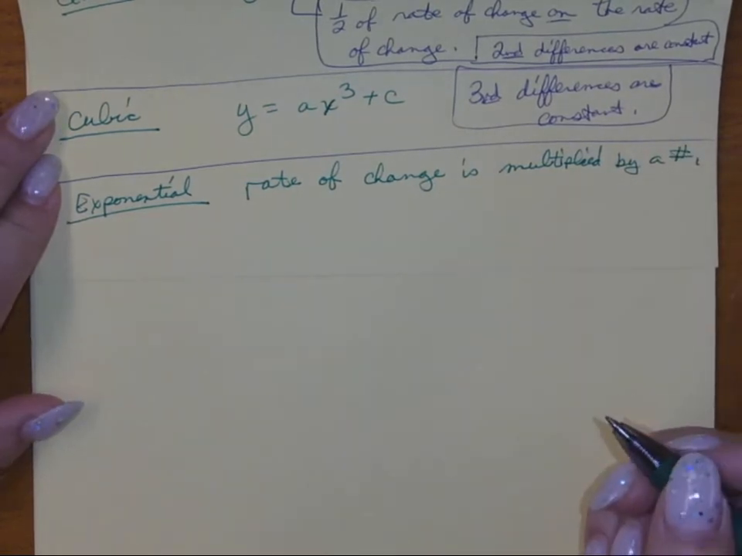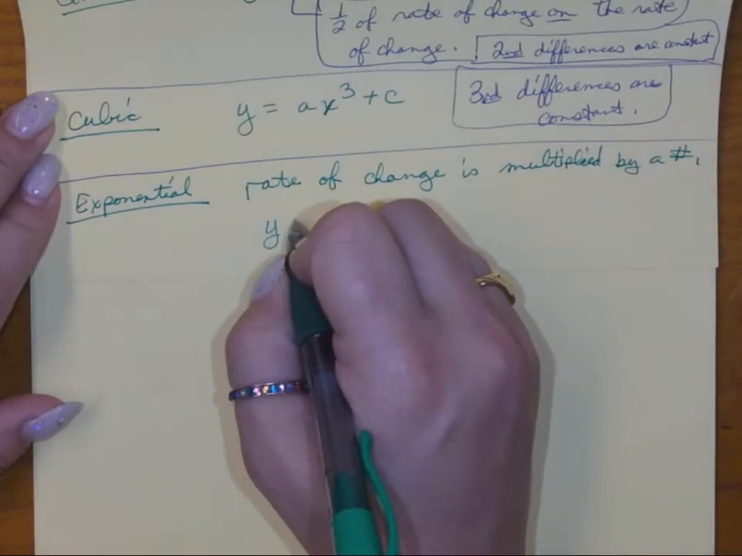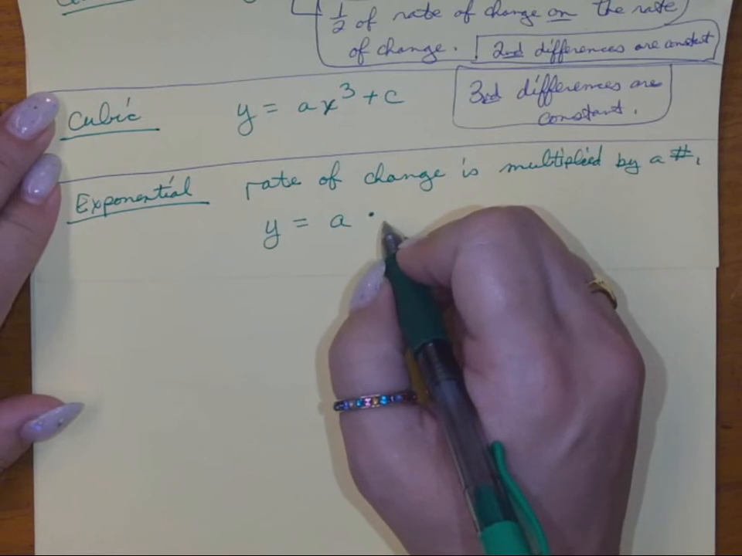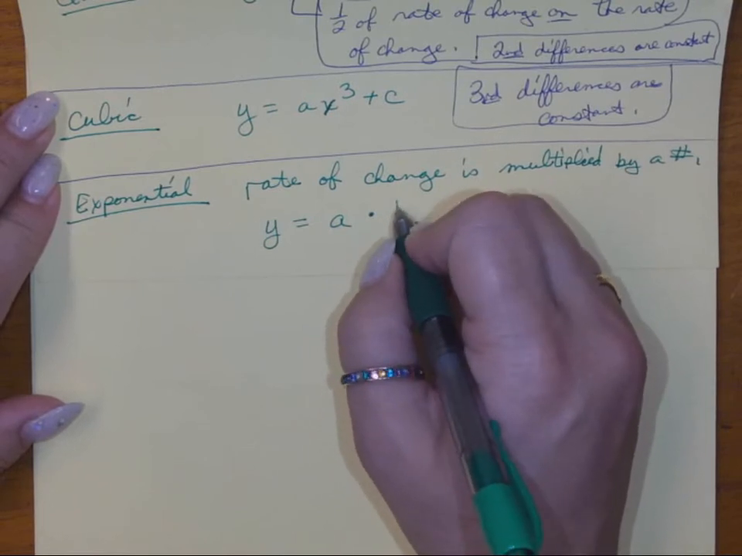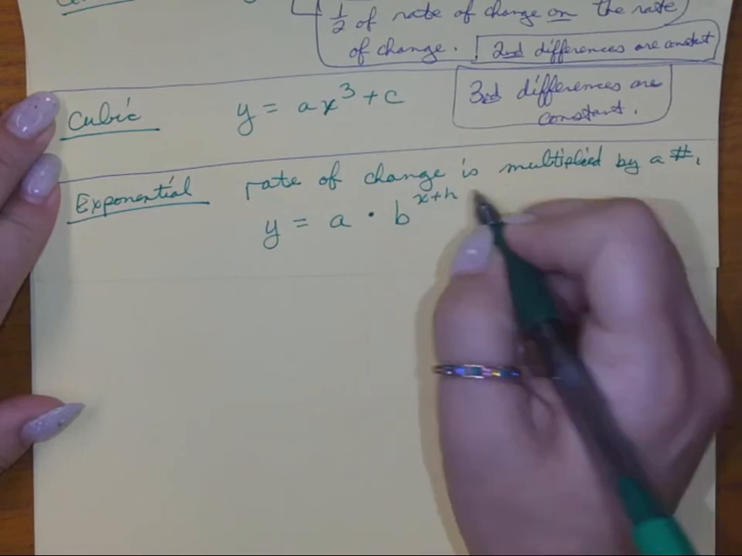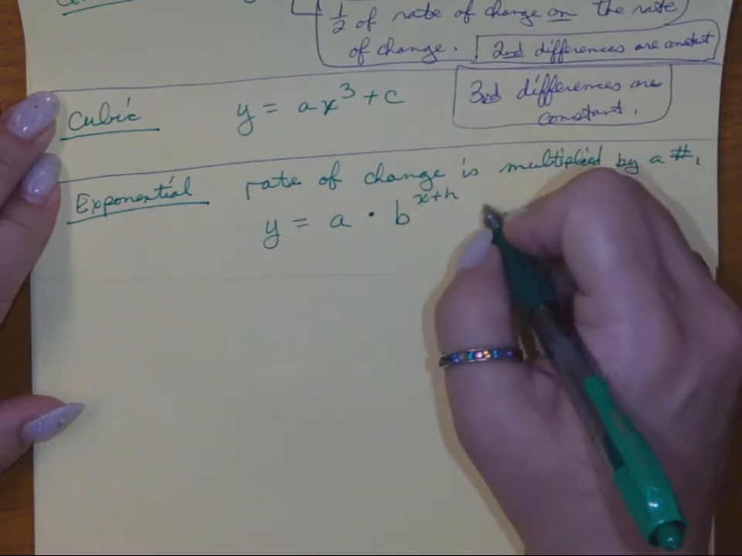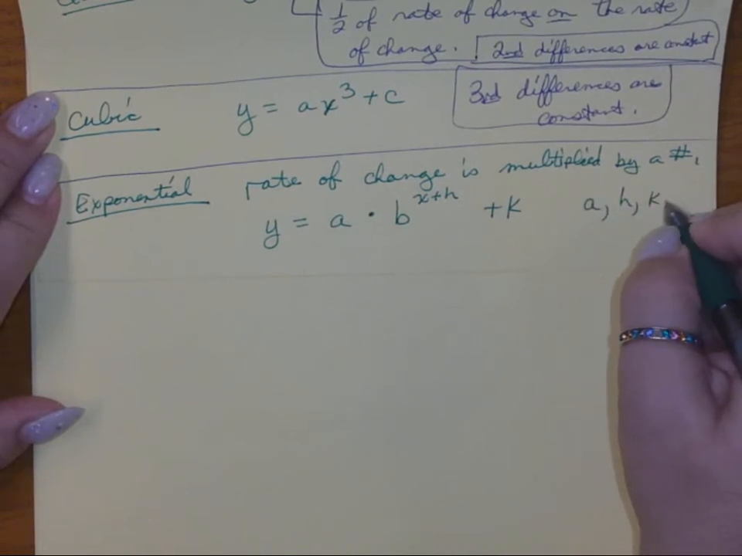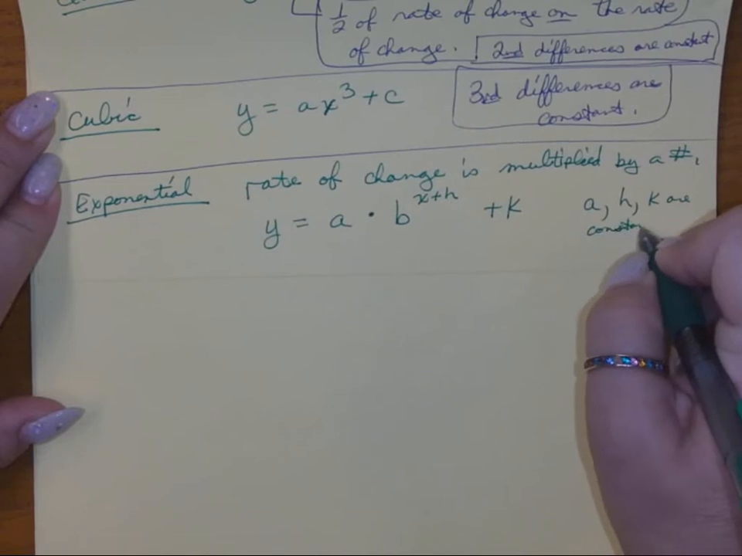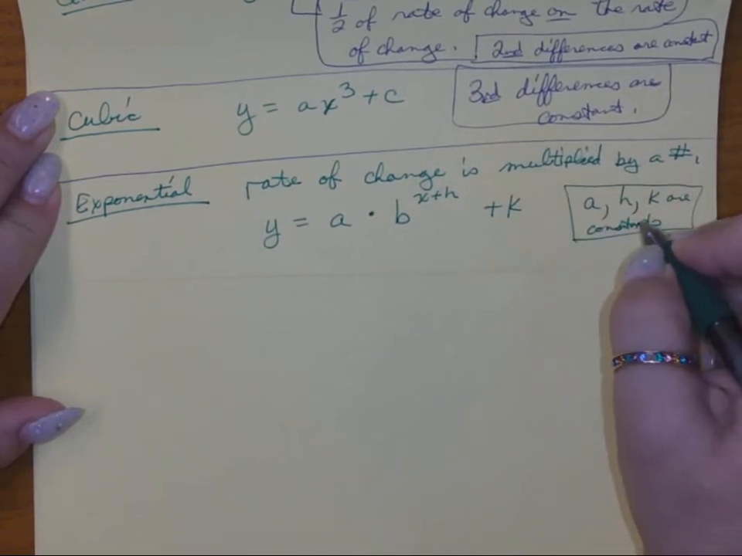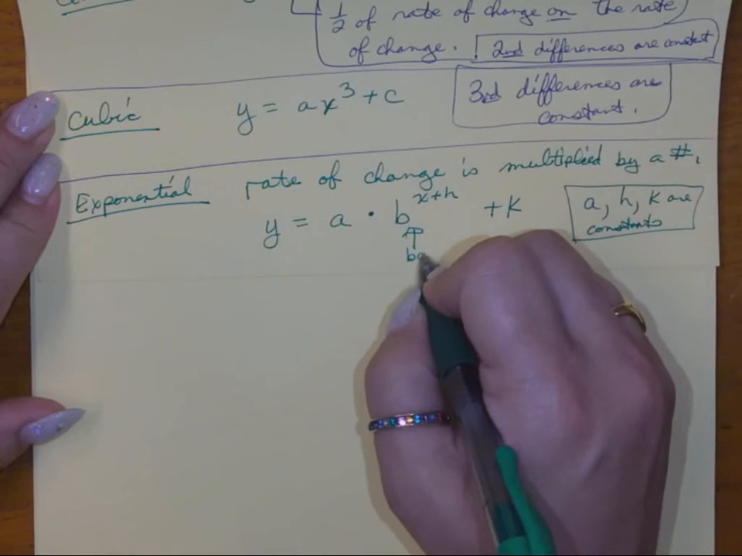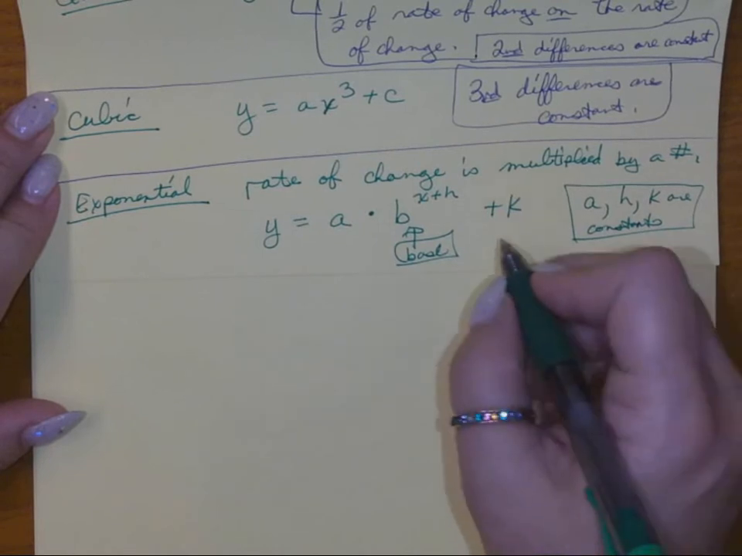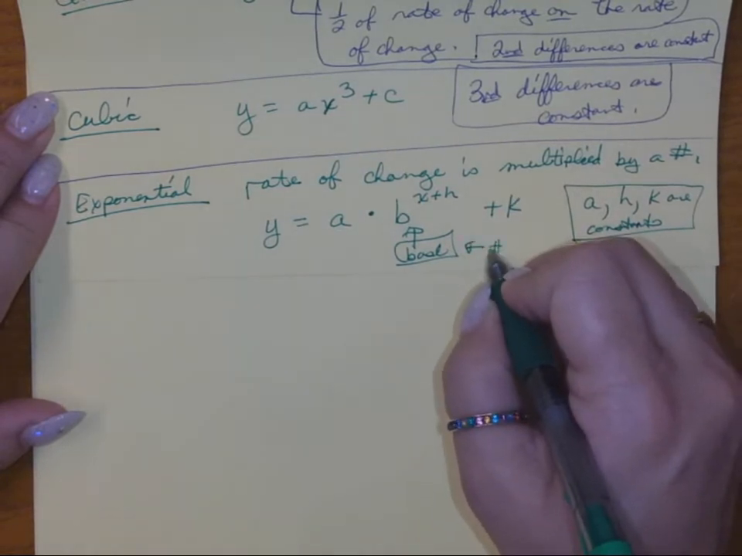Okay, so that particular formula, we already have something like that. It's going to be y equals a times b to the x plus h, plus k, where a, h, and k are all constants, and b is my base. That's the number being multiplied over and over again, right?